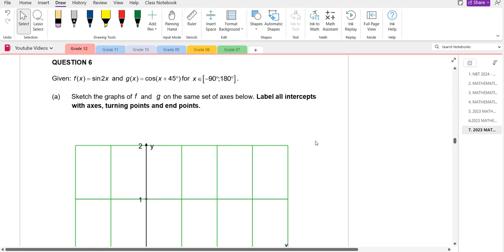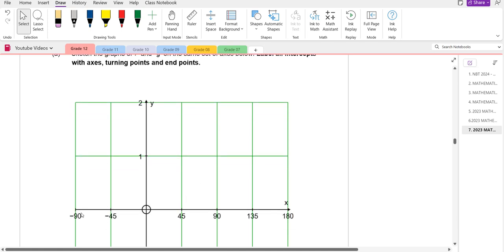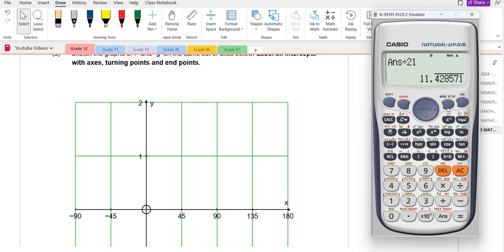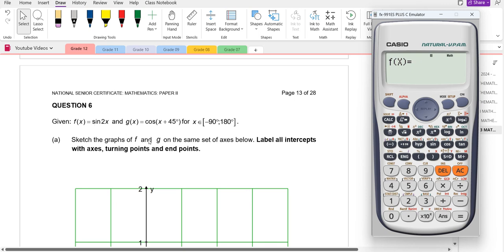Label all intercepts with the axes, turning points and endpoints. So we have 2x, and from minus 90 to 180 they even gave us intervals of 45, right? So I'm just going to use a calculator and put both functions in. Go to mode, go to table. f of x is sine 2x, so let's put sine 2 alpha x, close the bracket.